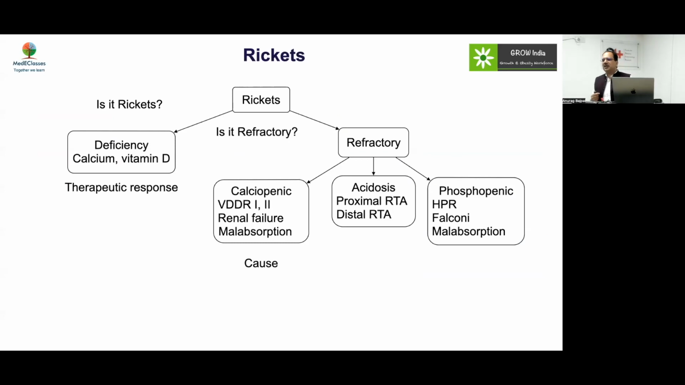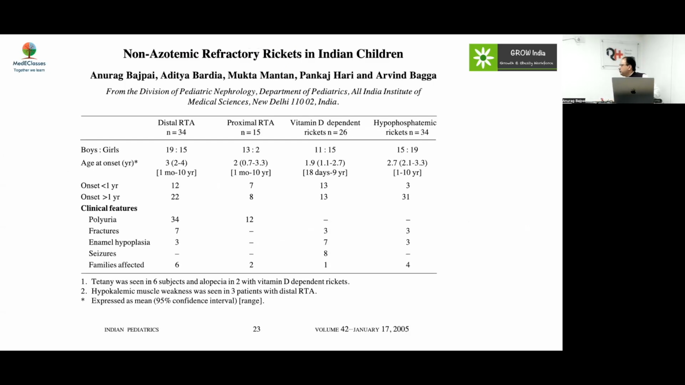A good dose of vitamin D and calcium was given, but still he is not responding. So what's the cause? From here, we will need to understand what the causes are. This is from my publication a long time ago, and what we see, the four major causes were distal RTA, proximal RTA, VDDR, and hypophosphatemic rickets. We'll be presenting all four of them in the discussion today.